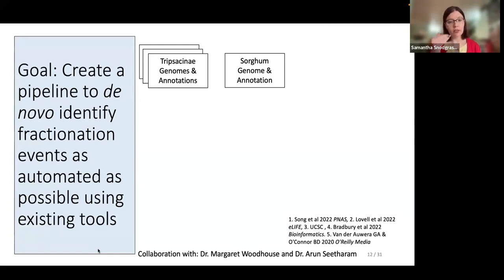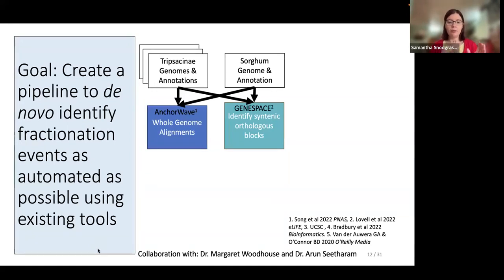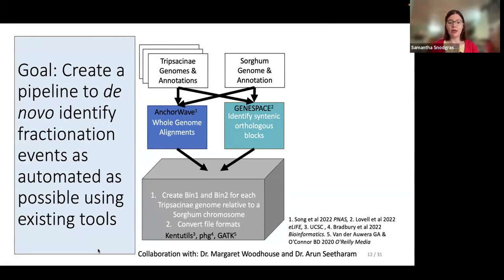So we start off with our genomes and our gene annotations, and we put them both through GeneSpace to identify those syntenic orthologous blocks, as well as AnchorWave to generate those whole genome alignments. And from there, there are a lot of steps that essentially reduce down to creating those bins 1 and bins 2 for each Tripsacinae genome relative to a sorghum chromosome, and then converting file formats such that the various programs used can interpret the results.